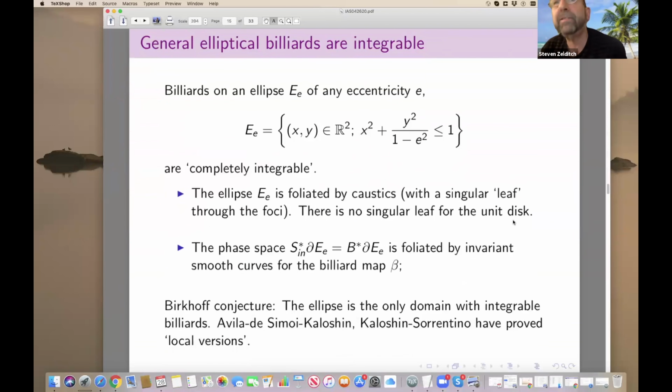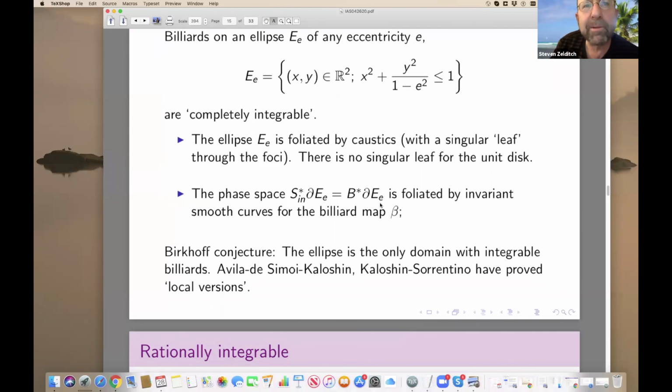are the next simplest types of domains. So here I wrote down the equation of an ellipse of eccentricity e to remind you what the eccentricity is. So these are also completely integrable. We've already mentioned that the ellipse itself is foliated by caustics, with a singular leaf, the interval through the foci. In the case of a disk, the singular leaf is just the center. So it's amusing to imagine what happens when you perturb a disk into an ellipse. The center splits apart into 2 foci. It's amusing to try to figure out how the dynamical picture for the ellipse grew out of the one for the disk.